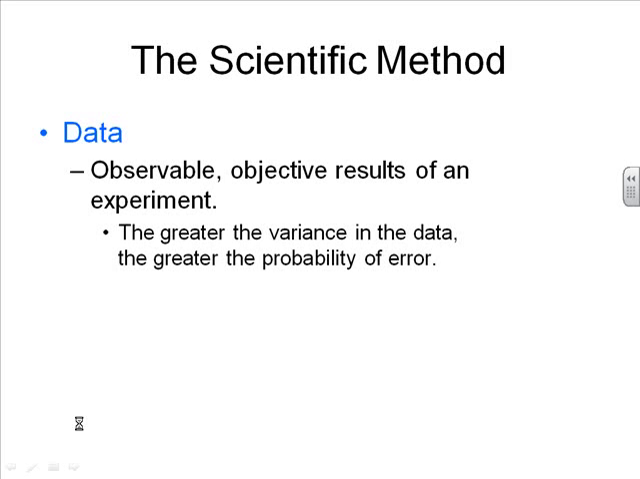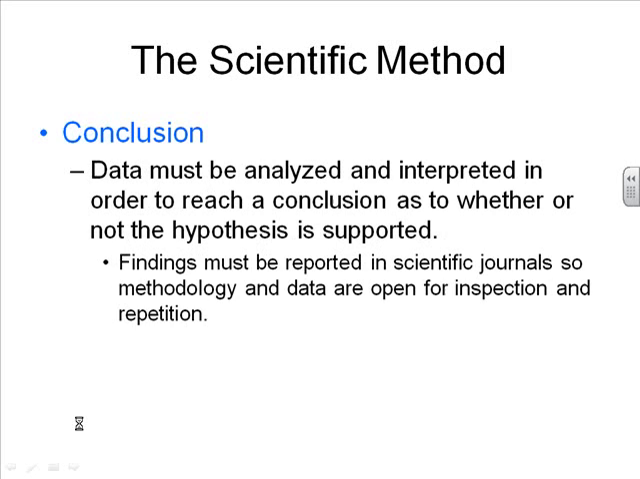data, objective results. Now, if you notice a lot of variance in your data, a lot of variety, there's probably an error somewhere. So we need to take a look back over our results. Now, typically we display our data on a graph or even a table. Then we analyze our data and we come up with a conclusion.